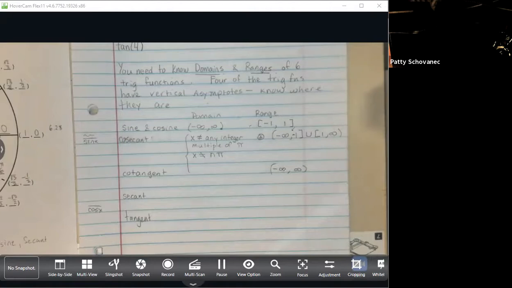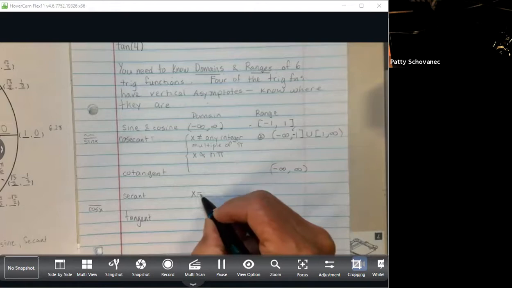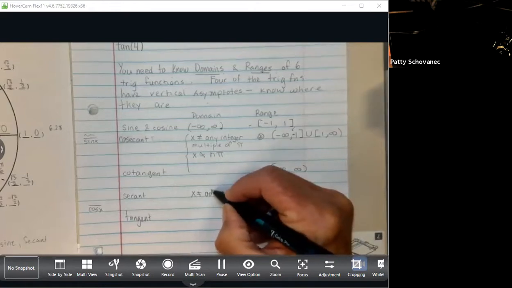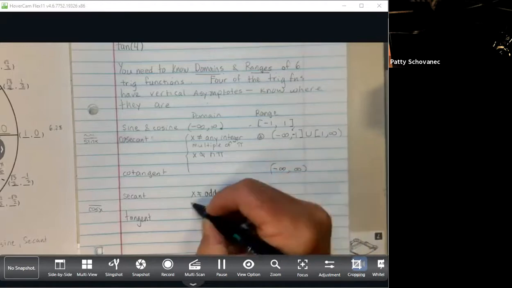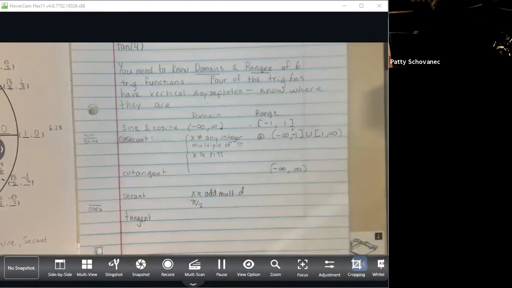Where are those places? Odd multiples of pi over 2, right? Because even multiples of pi over 2 would cancel the 2's and be at multiples of pi. So we need to throw out odd multiples of pi over 2. X cannot be odd multiples of pi over 2. So here's your chance to write that in terms of the general integer n.